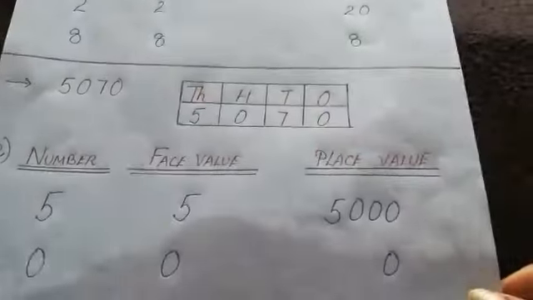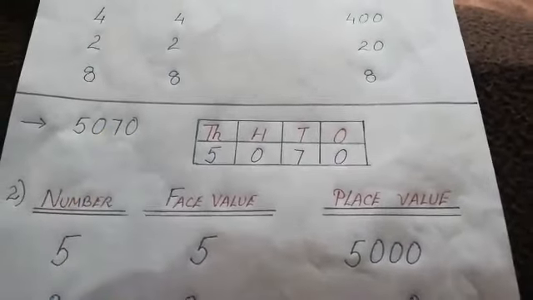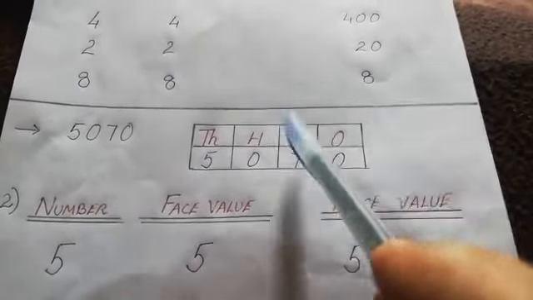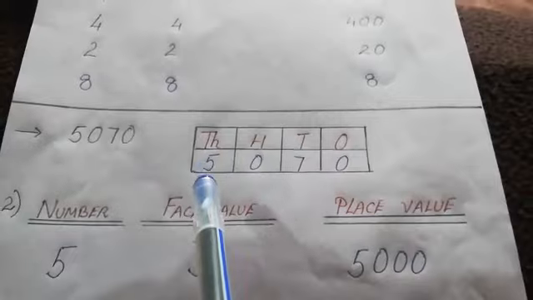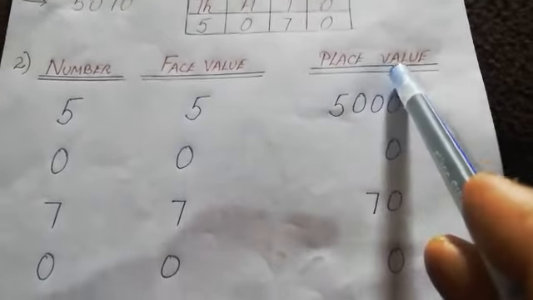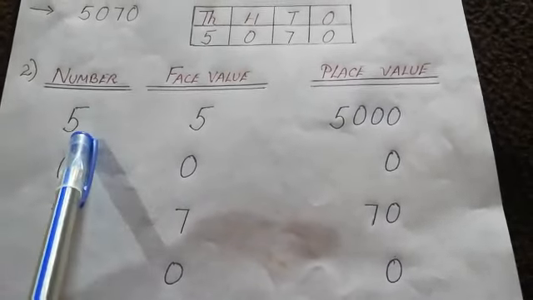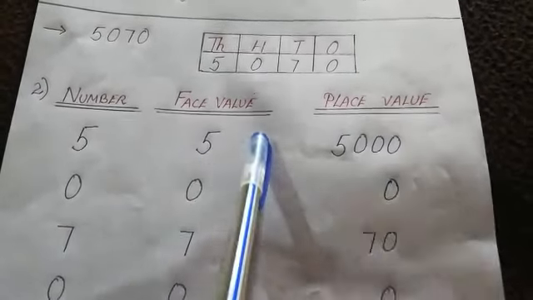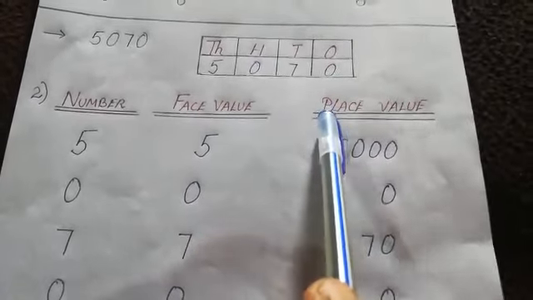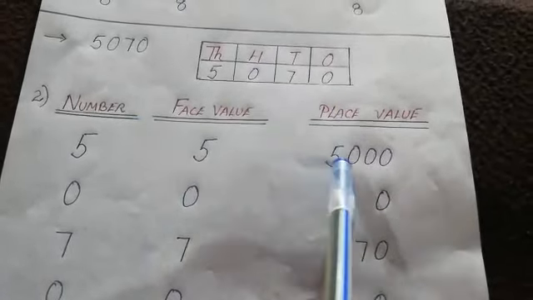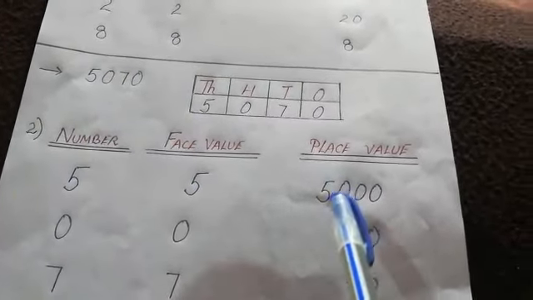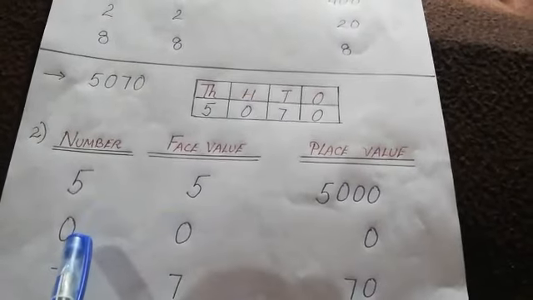One more example. 5070. Arranging them in the place value chart. 0 at the ones place, 7 at the tens place, 0 at the hundreds place and 5 at the thousands place. Now let us find out the face value and the place value. 5. What is the face value of 5? The digit itself, 5. And what is the place value? 5 into 1000 is equal to 5000. So in the number 5070, the place value of 5 is 5000.